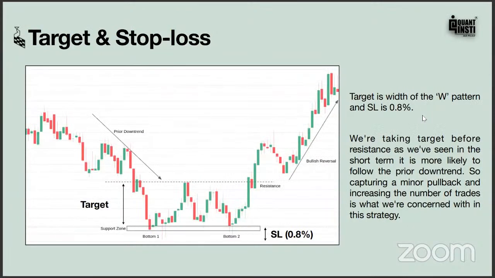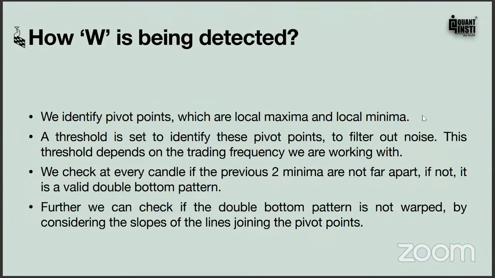Coming to the target and stop loss. The usual convention is that the target is kept after the resistance breakout. But we are taking the target before the resistance, just after the second bottom is formed, because it is more likely to follow the prior trend. So to capture a minor pullback, we are doing this trade. We are increasing the number of trades, and this is what we are concerned with in this strategy. Now moving over to Omkar to tell how this has been implemented.